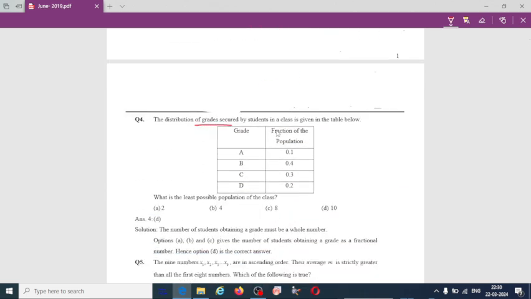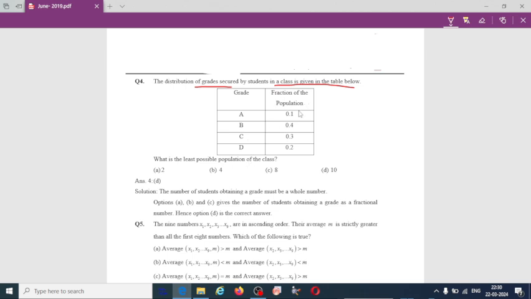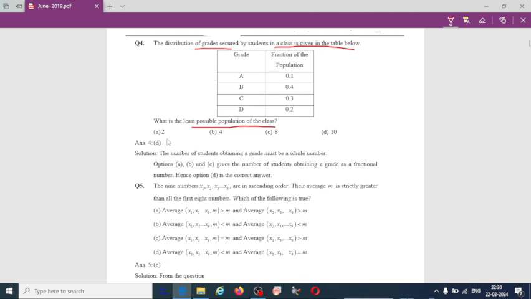The distribution of grades secured by students in a class is given. Here grades A, B, C, D have fractions of the population 0.14, 0.3, 0.2. What is the least possible population of the class? Here are the options they have given. The number of students obtaining a grade must be a whole number, that is, 0 and the natural numbers. Options A, B, C give the number of students obtaining a grade as a fractional number. Option D is correct according to the least possible population of the class.